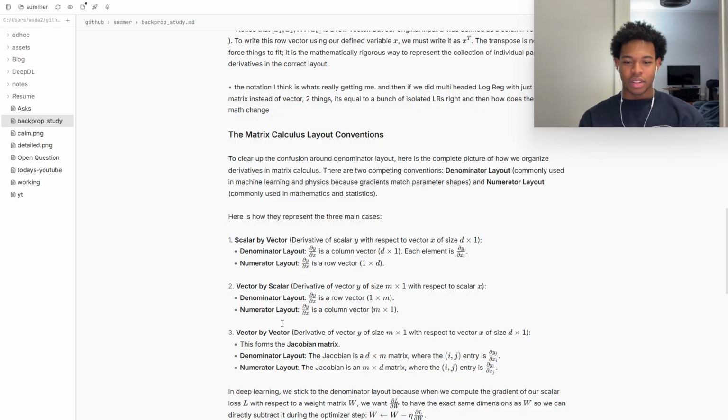Let's see. Vector by vector, the derivative of this form is d by n. Denominator layout. Let's see this. X. Denominator layout. X.